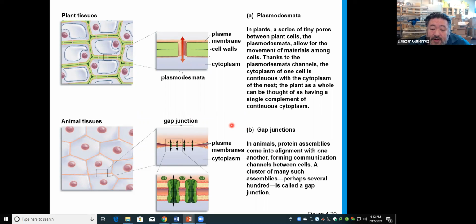So it's important for many cells in much of our body to be able to communicate with each other through ions electrically, okay? And again, in our body, we use gap junctions.